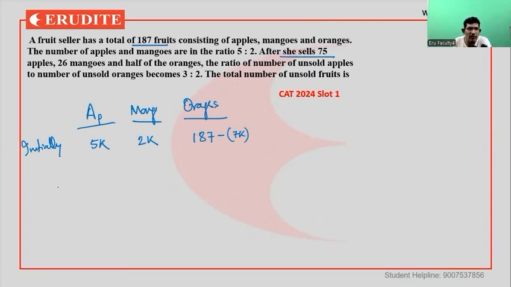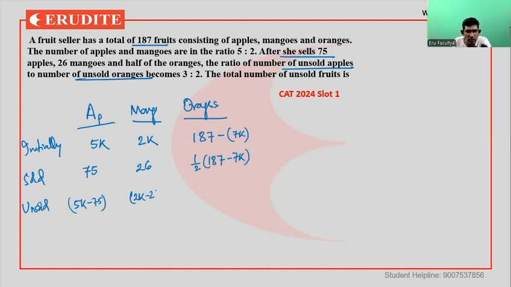Now, after he sells, how many are sold? Apples sold 75, mangoes 26, and half of the oranges are sold. That means half of 187 minus 7K. Then what happens? Ratio of the number of unsold apples to unsold oranges. So how many are unsold? That is simply 5K minus 75, here 2K minus 26, and here the remaining half are unsold, so 187 minus 7K.